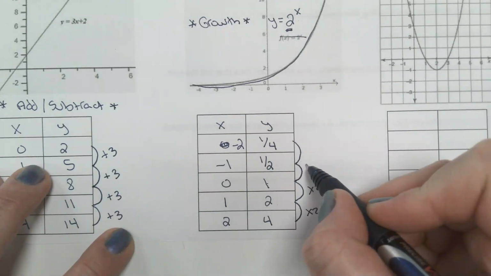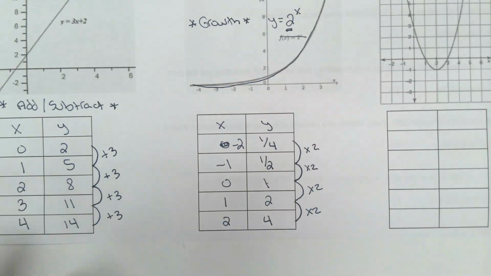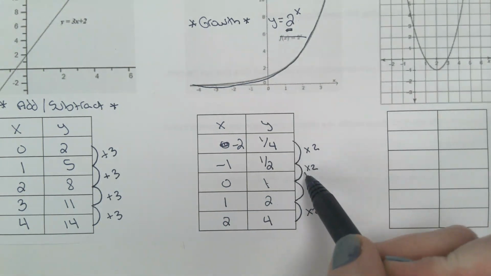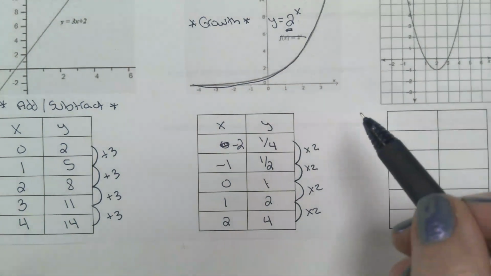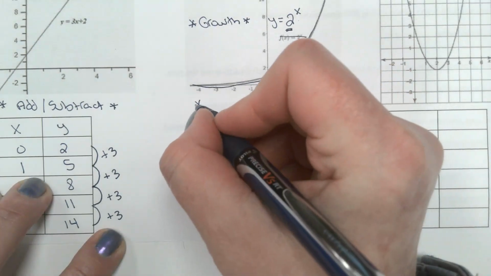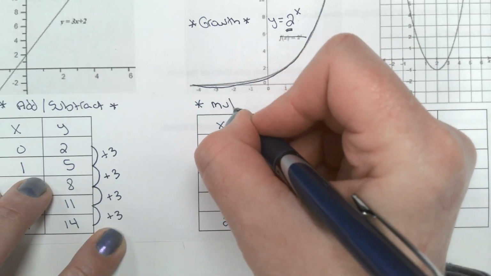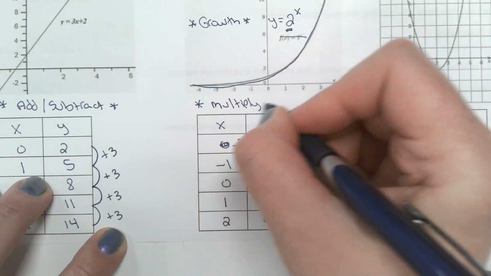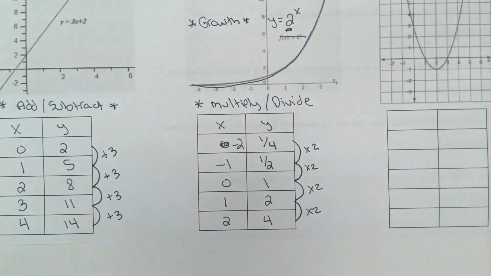It is also 1. So my pattern is I am going to multiply by 2 across every single interval to get me to the next number. So if your pattern is that you have to multiply or divide to get to the next value, then that means that you have an exponential function here.